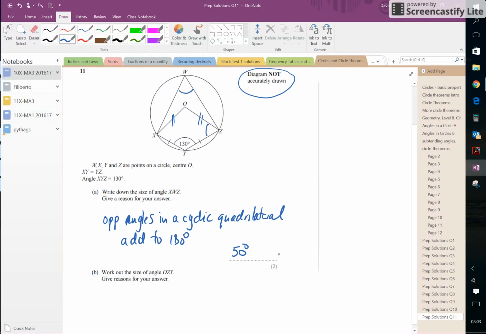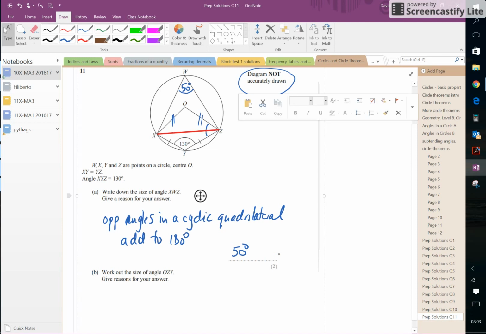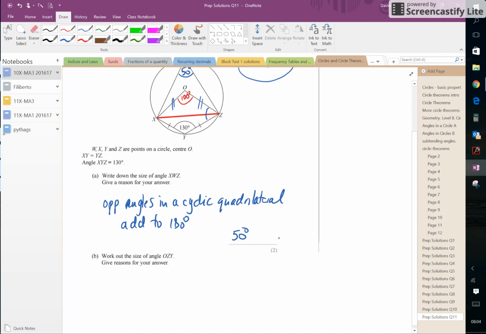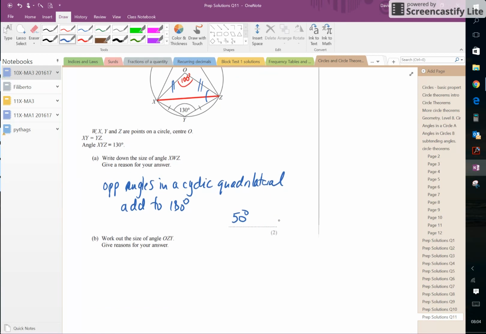Work out the size of angle OZY. OZY. So that's this one here. Let's just write this one in, 50 degrees, first. And we're trying to find this angle here. Well, once we've got this 50 degrees here, assuming that we've got a chord here, the angle subtended from the chord to the center here is twice this. So this is 100 degrees there. And we can certainly write that in as a reason, which is what you should do, because it says give reasons.